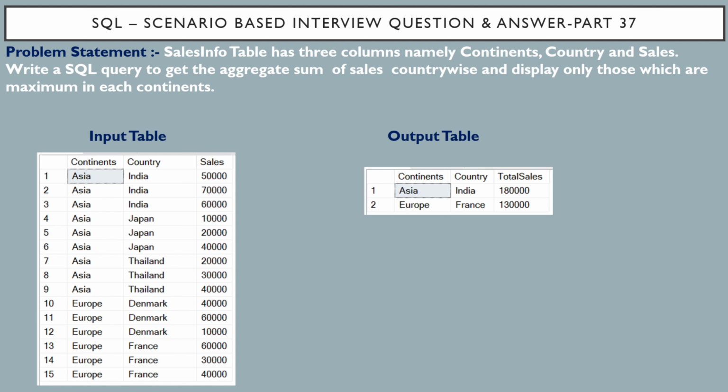the maximum sales. So if you see the output table, we have Asia continent, and under continent Asia, country India is having the maximum total sales. That's why it is coming in the output table. Similarly for Europe, we have two countries, Denmark and France, but in the output table it is coming as France, and the total sales is 1,30,000, being the maximum between Denmark and France. So this is what we have to achieve. So let's see how we can do this in SQL Server.